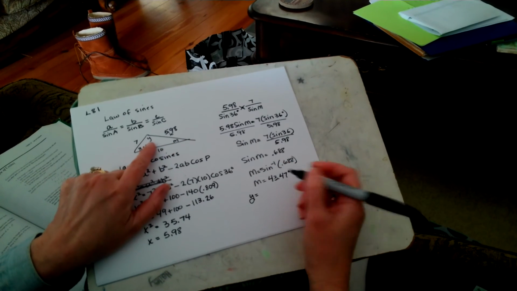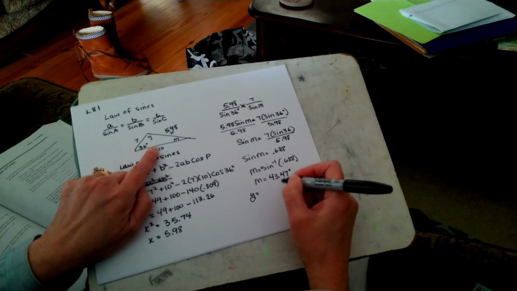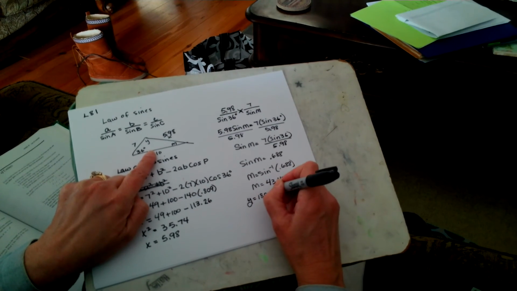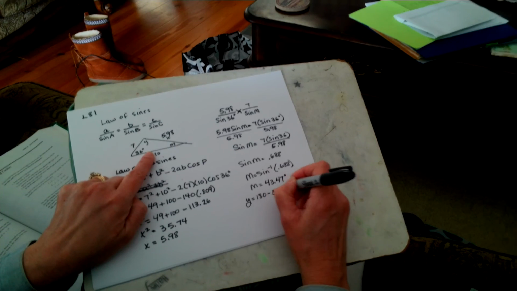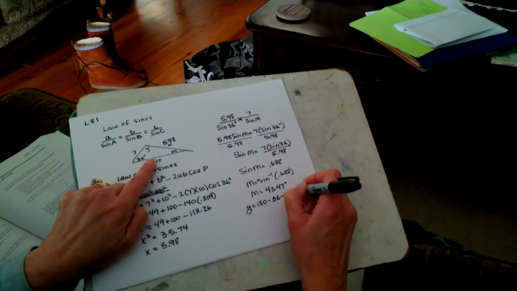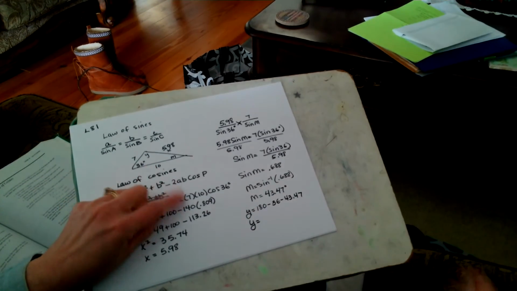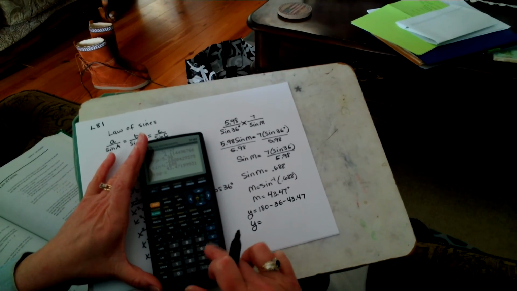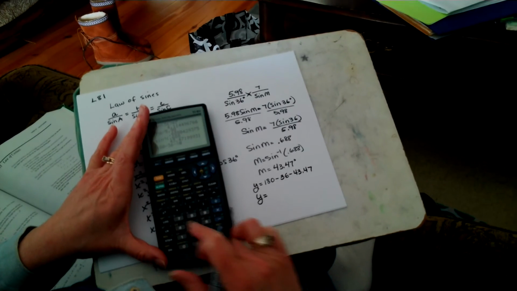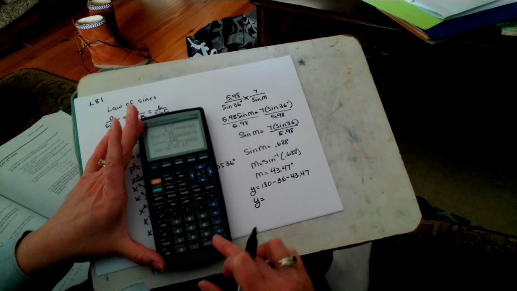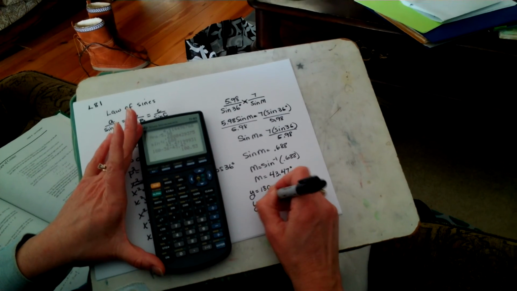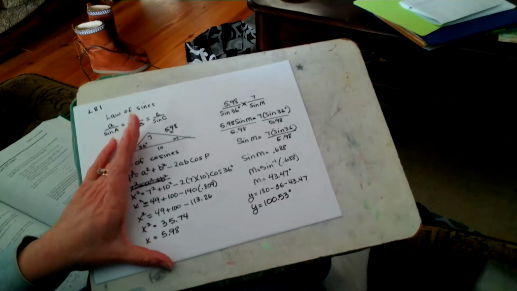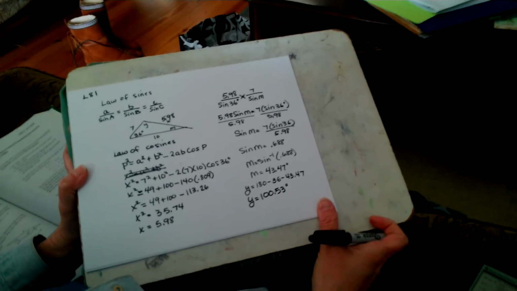So y is going to have to be, because we remember there's 180 degrees in every triangle, 180 minus 36 minus 43.47. So y is going to be 180 minus 36 minus 43.47 equals 100.53 degrees. Okay, thank you.